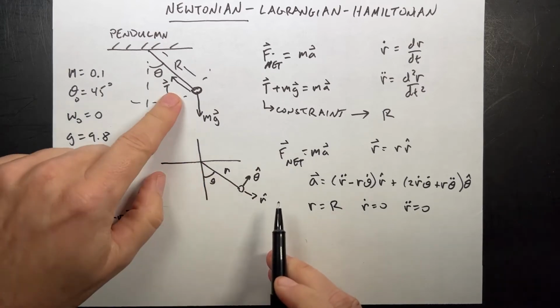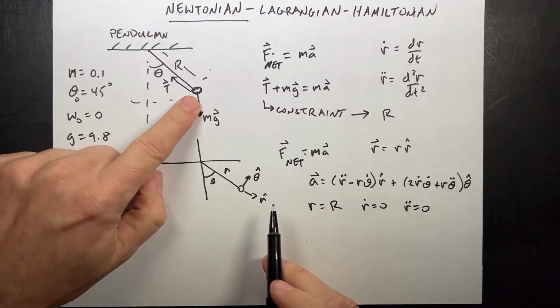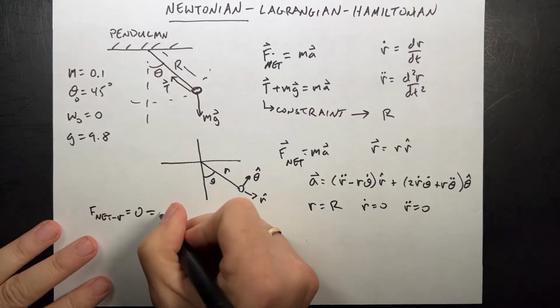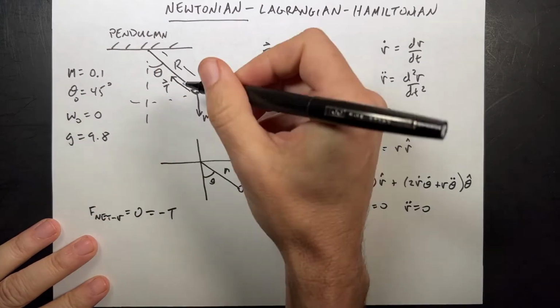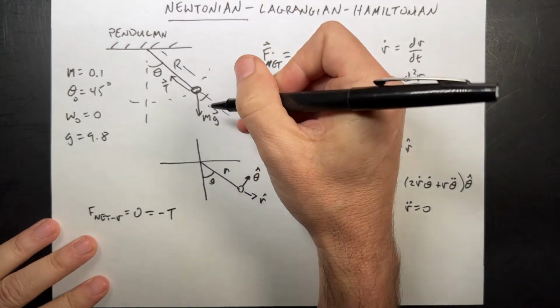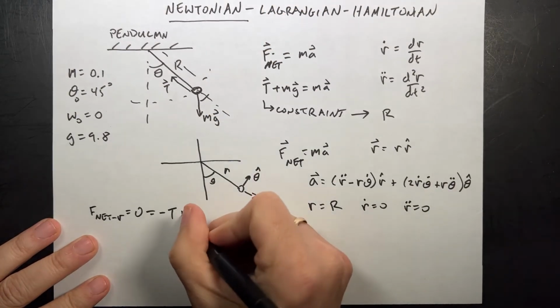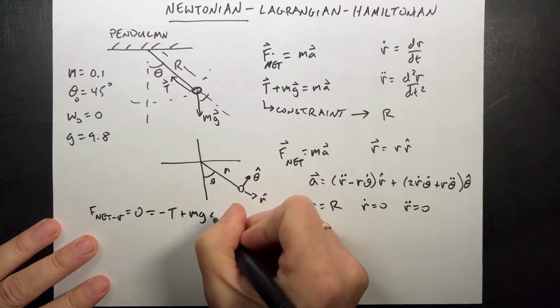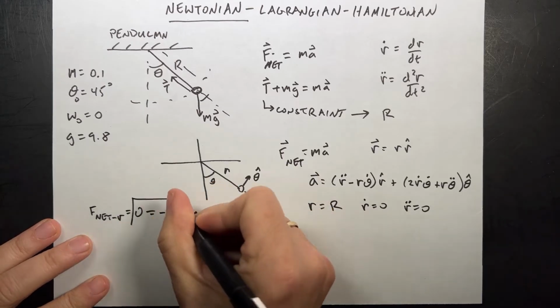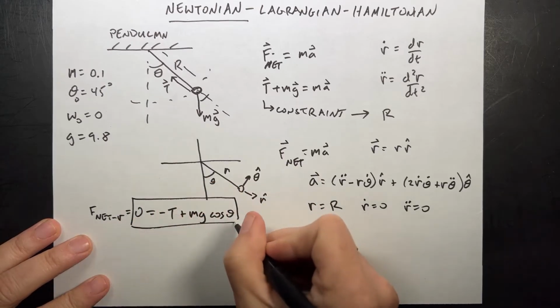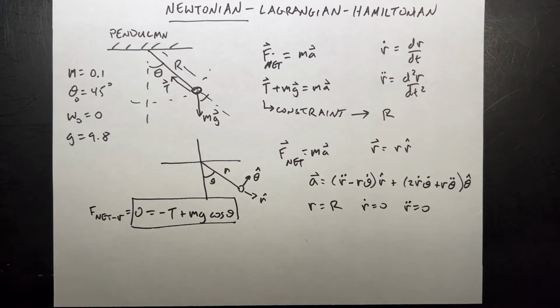And now what forces are acting in the r direction? I'll draw them up here. I have the tension in the negative r direction, negative T. And then I have this component of the gravitational force, it'd be plus mg cosine theta. So that's an equation, but I don't really get an equation of motion from that because it's not very useful.